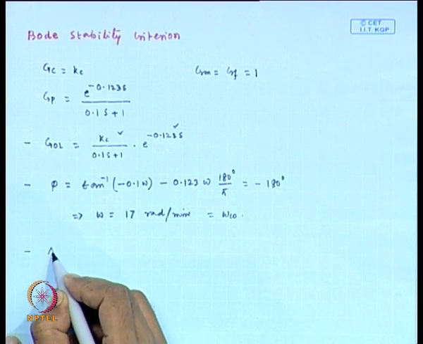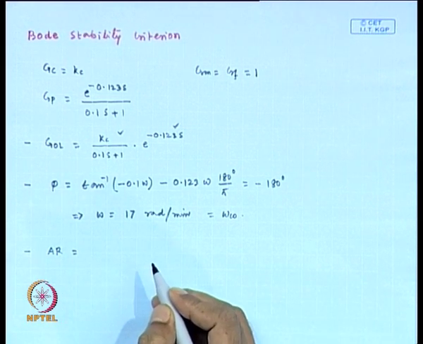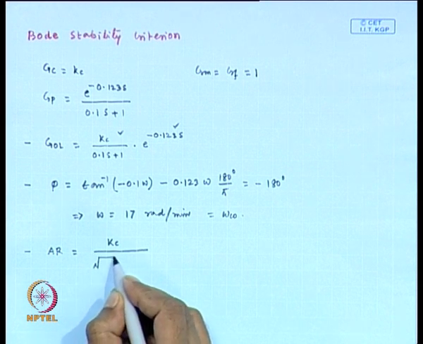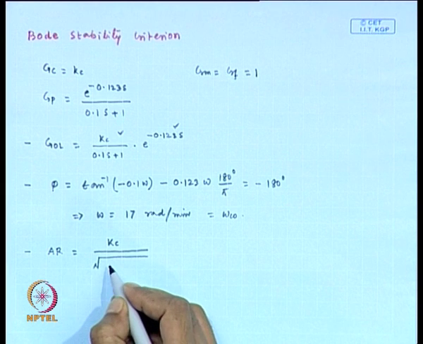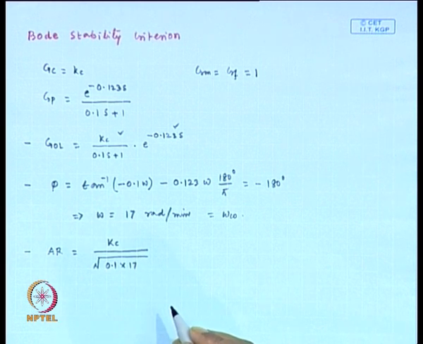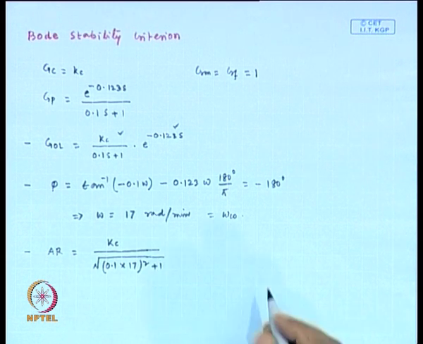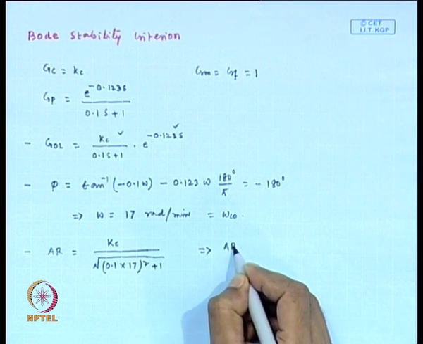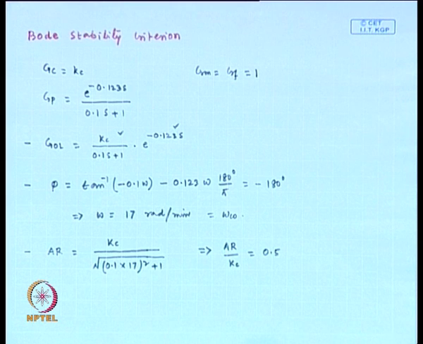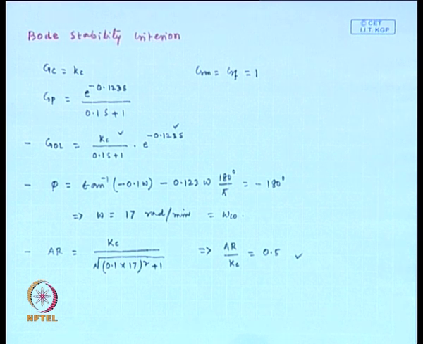In the next step, we can write the expression for amplitude ratio, that we can write as Kc divided by square root of tau square omega square plus 1. Here tau is 0.1, omega we are considering crossover frequency. Then we obtain amplitude ratio divided by Kc equal to 0.5.